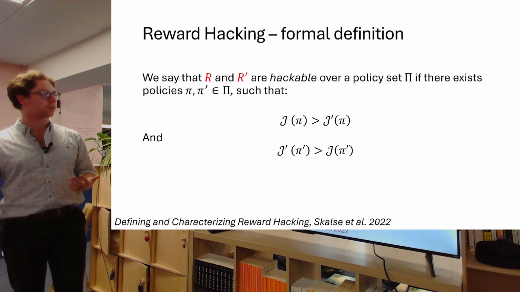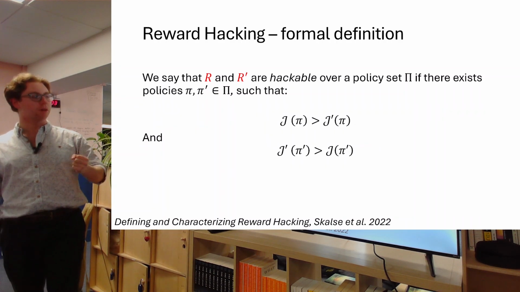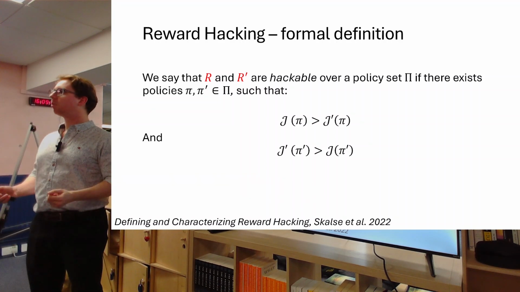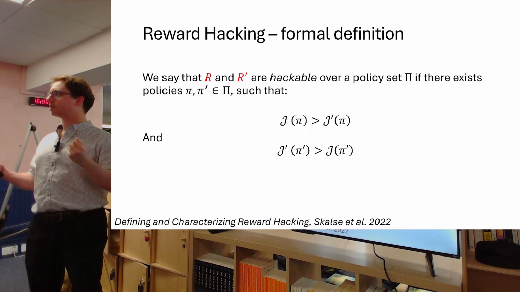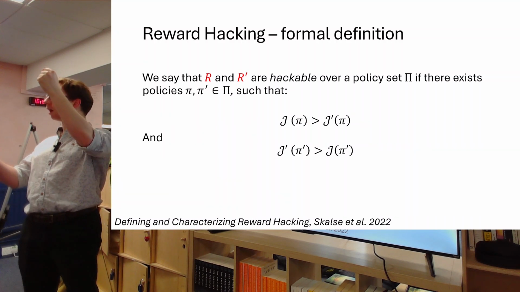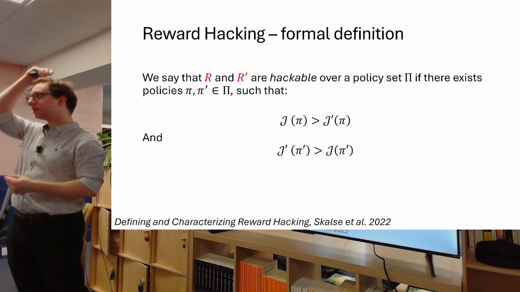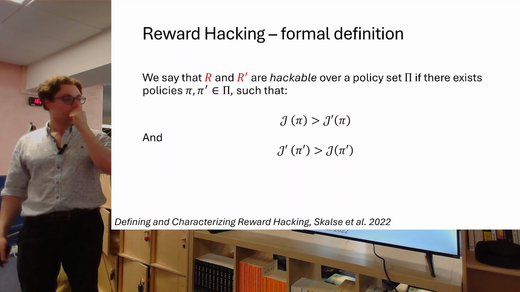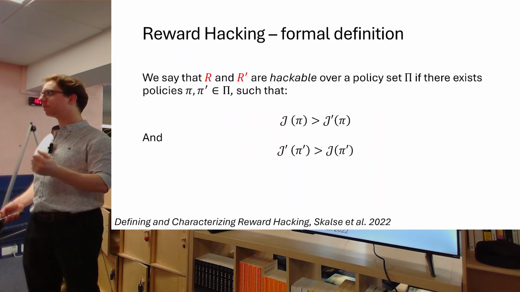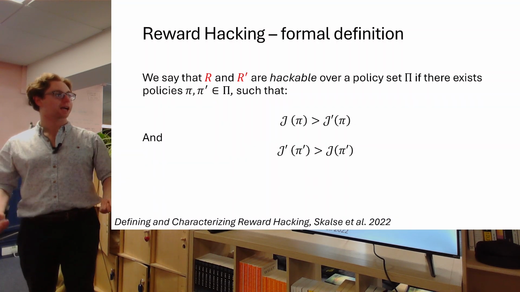So essentially what this definition is saying is that my pair of reward functions are hackable if it's possible to find a pair of policies where one of the reward functions assigns a higher value to one policy than the other, but the other reward function assigns a higher value the opposite way around, right? So in other words, if my two policy objectives, j and j prime, disagree about the ordering of the policies, in this case my proxy reward is hackable.